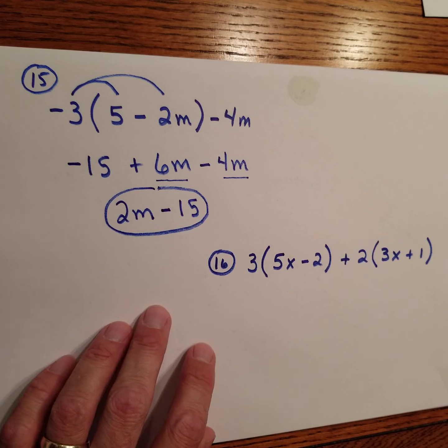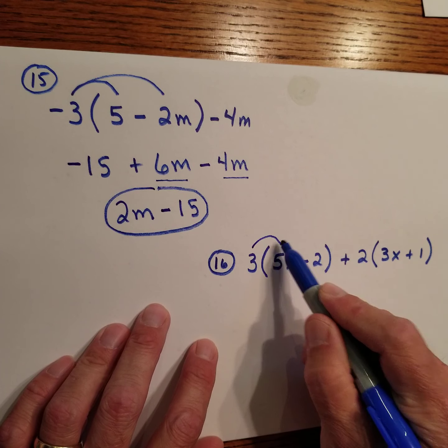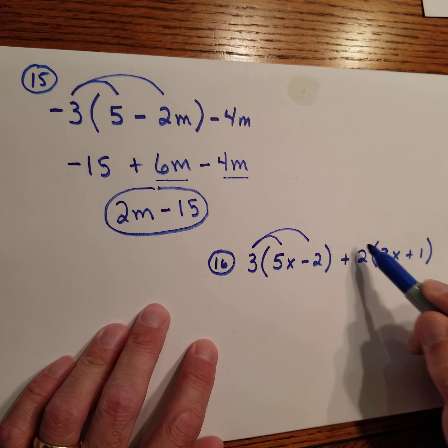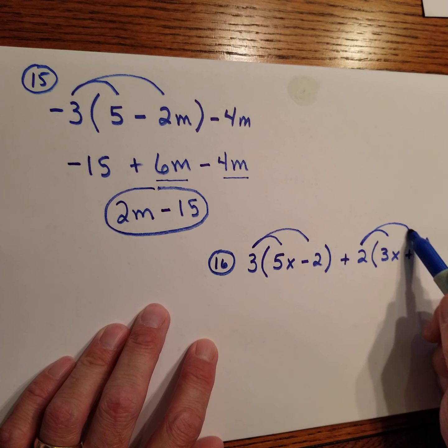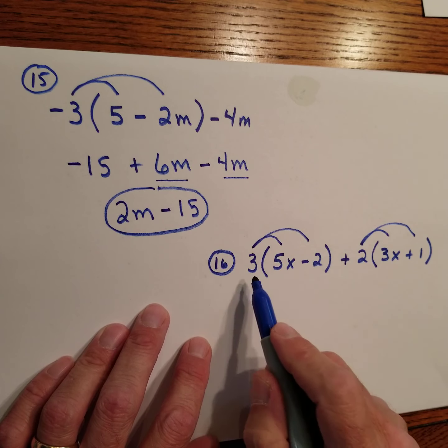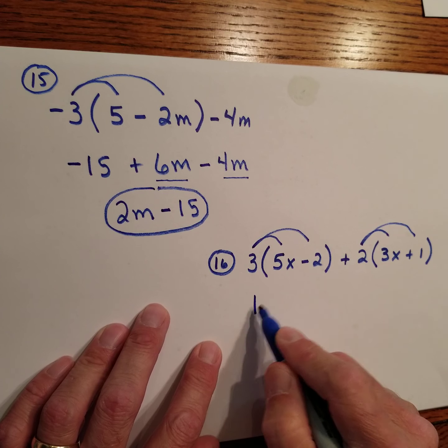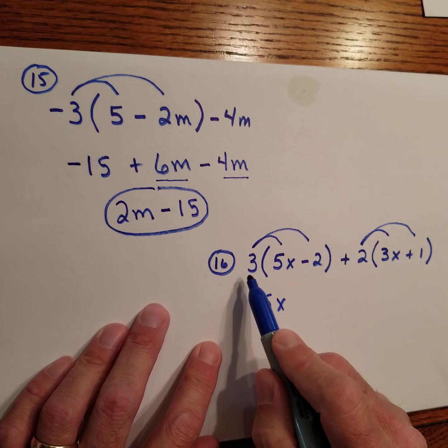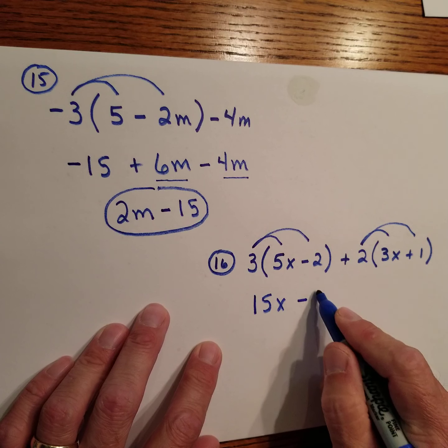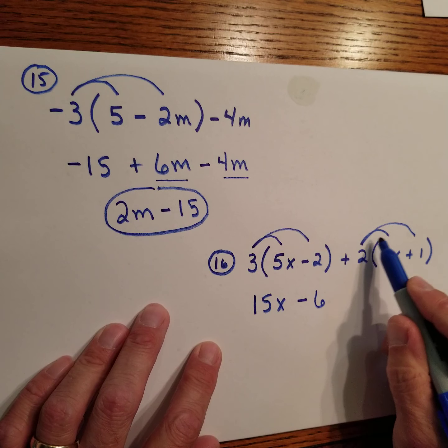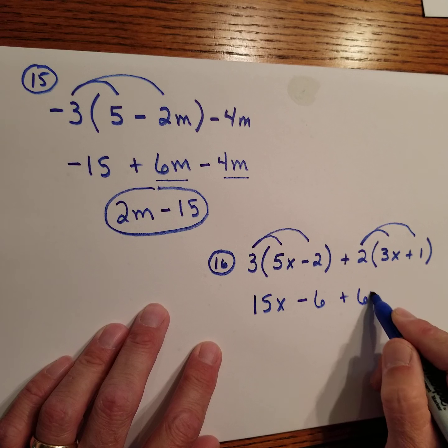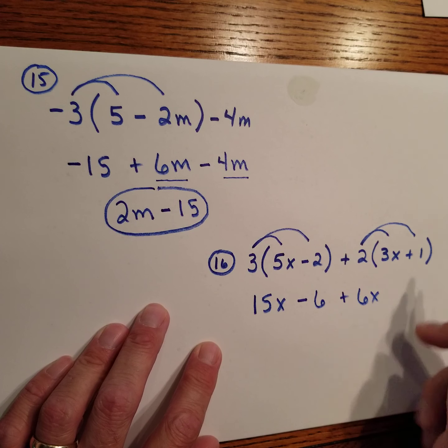16, well, this is a busy problem. We'll distribute once. We'll distribute twice. That's 3 times 5x, 3 times negative 2, 2 times 3x, and 2 times 1.